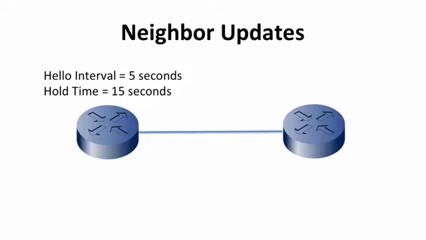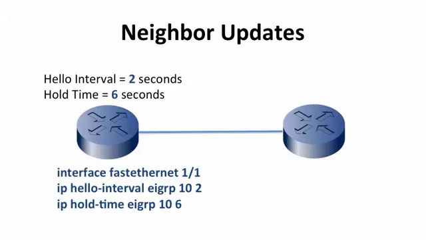So the way you do that is that you go into the configuration, and then you go into the interface itself. So FastEthernet 1/1 is the interface on this point-to-point link, and ip hello-interval eigrp autonomous system number 10, and we're going to set that to 2 seconds. And ip hold-time eigrp 10, we're going to set that to 6 seconds. Now, this is important to note. Hello interval is important locally, but hold time is actually information we send on to the other router.